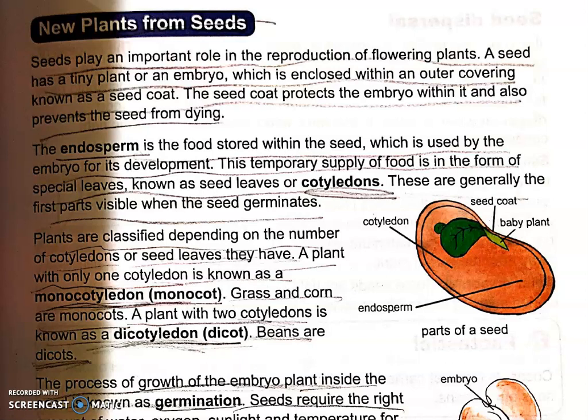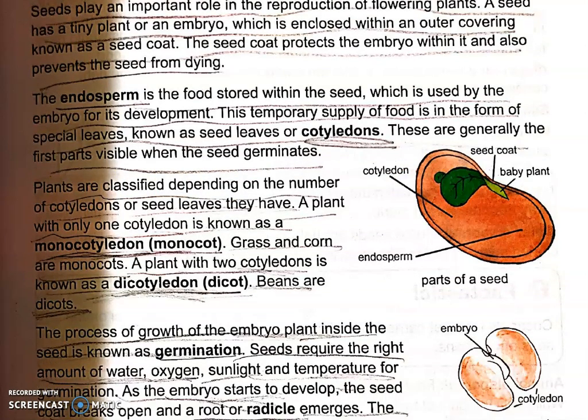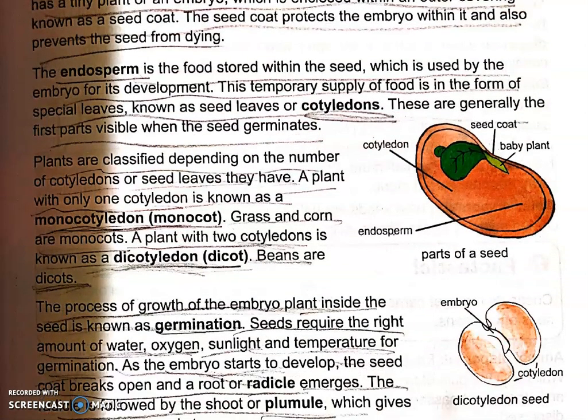Now these are generally the first parts visible when the seed germinates. Whenever a seed germinates, the green offshoots that you see first are these cotyledons. Now plants are classified depending on the number of cotyledons or seed leaves they have. A plant with only one cotyledon is known as a monocotyledon or monocot, like grass and corn. Whereas a plant with two cotyledons is known as a dicotyledon or dicot. So beans are dicots.